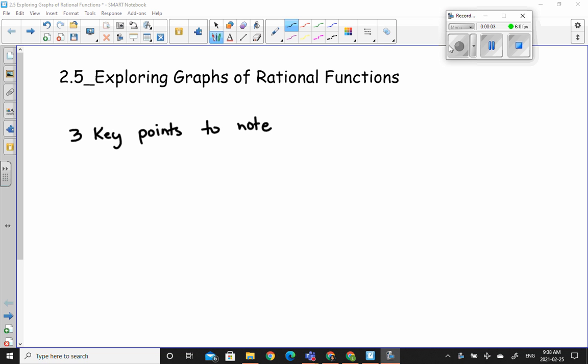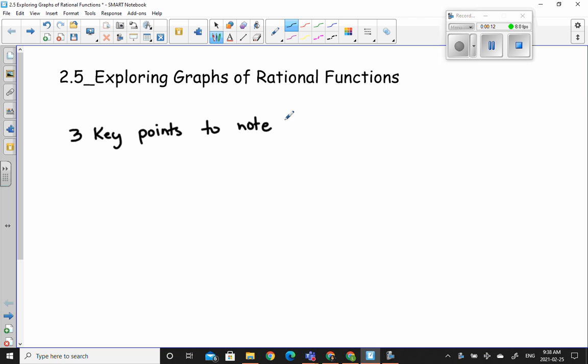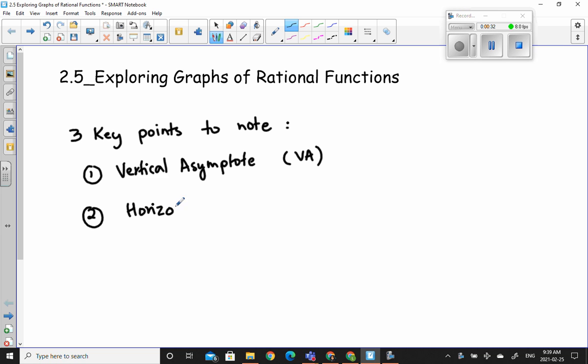So 2.5 is on exploring graphs of rational functions. We have three key points to note when we are exploring graphs of rational functions. The first thing is, what is the vertical asymptote, if there is any, or VA for short. The second thing is, is there a horizontal asymptote, or HA for short? And the third thing is, are there any holes in the graph?